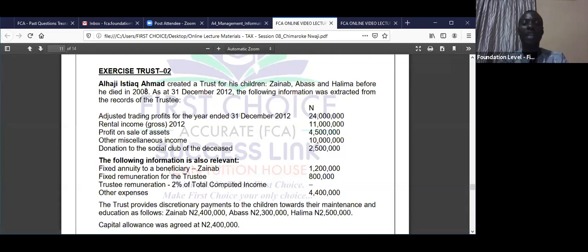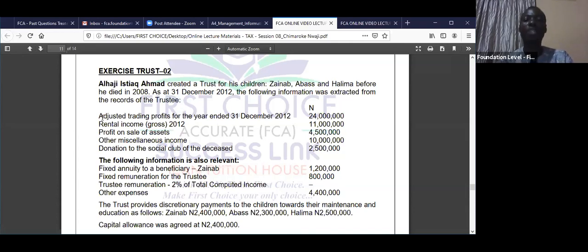Before he died in 2018, now, you know, he died in 2018. They would have done the 2018 account for the estate and settlement. Now we are in the execution period, the period of administration is still on and they are making income. As at December 31st, 2012, the administration period is still on. Look at the following information that was extracted from the record of the trustee. Remember, the trustee is the one preparing the account.